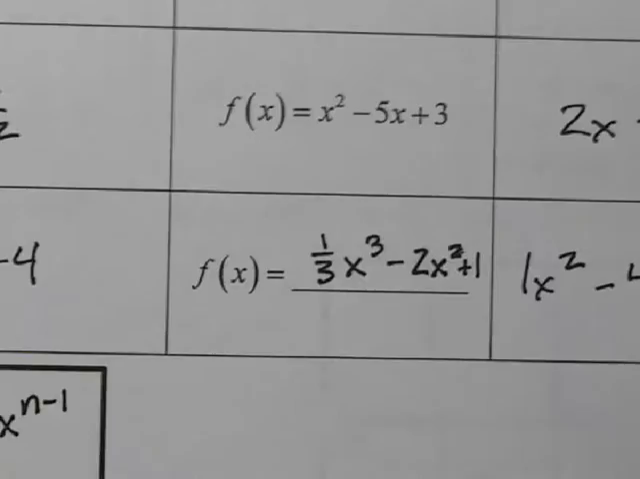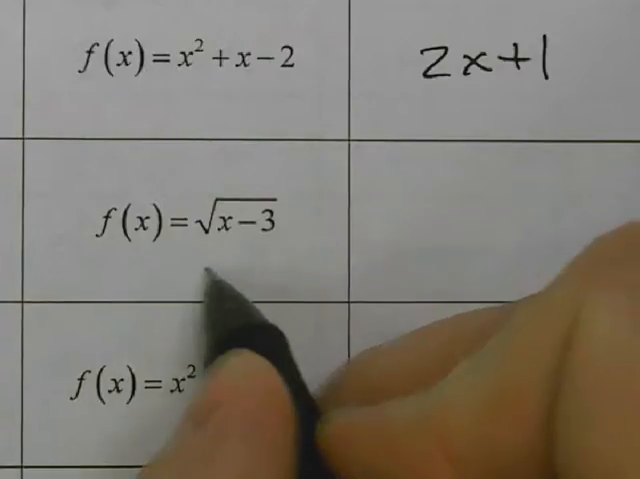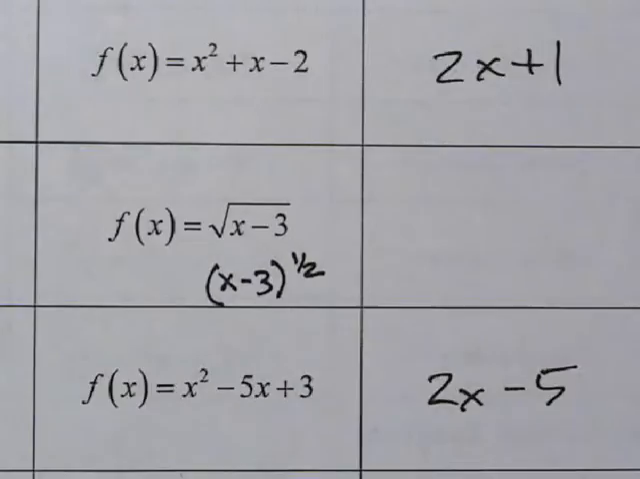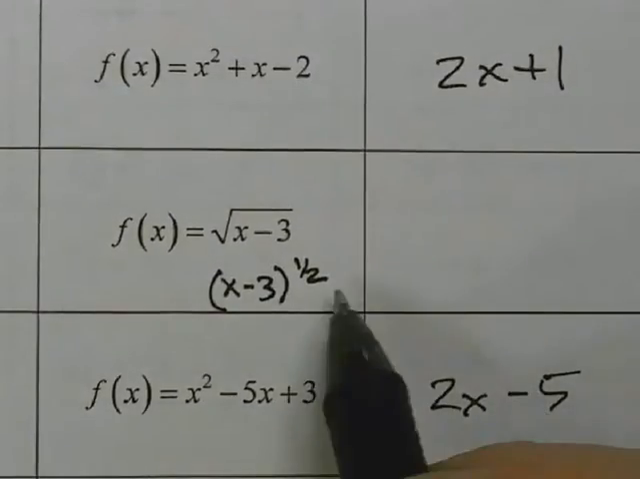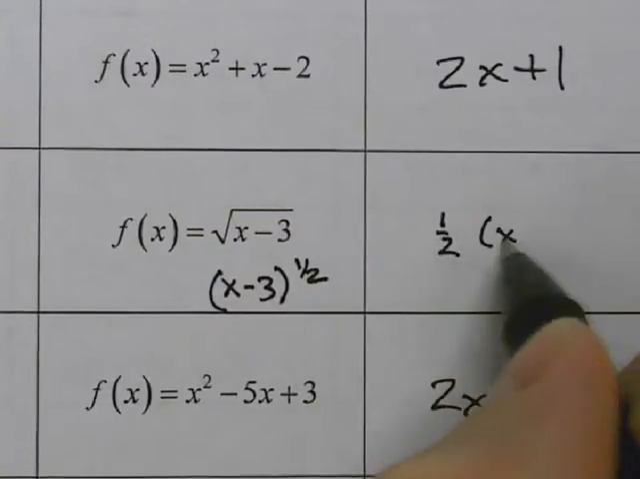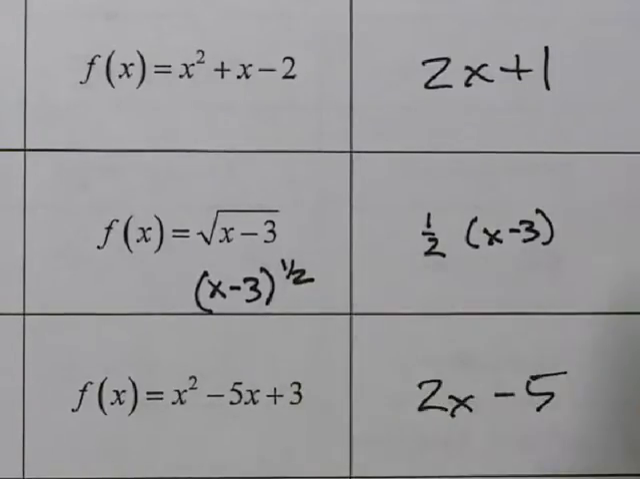So, the square root of x minus 3. Let's write that as a power. X minus 3 to the 1/2. Okay? Alright. Multiply. 1/2. X minus 3. Subtract the power. What happens when I take 1 away from 1/2?